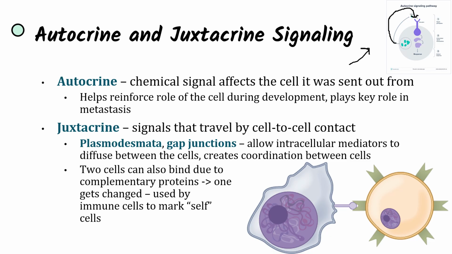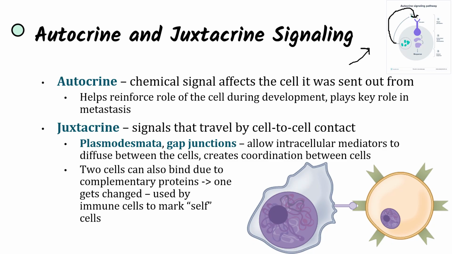Now, another kind is juxtacrine signaling. These are signals that travel by cell-to-cell contact. So these are two cells, but they have to be touching in some way in order for the signal to be transferred. Some common ways this happens are through plasmodesmata, which are pores in the cell wall of plant cells, or gap junctions, which is sort of the same thing in the cell membranes of animal cells. And it allows intracellular mediators to diffuse between the cells, which then creates the transferring of the signal, and it can also create coordination between the cells because now they're touching.